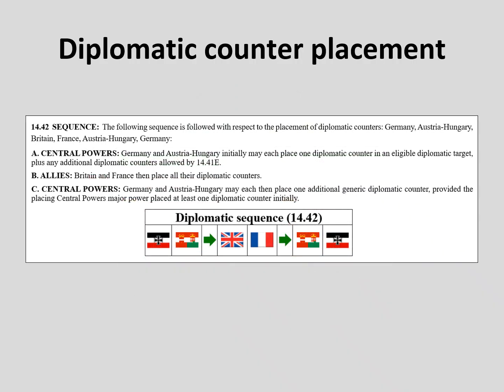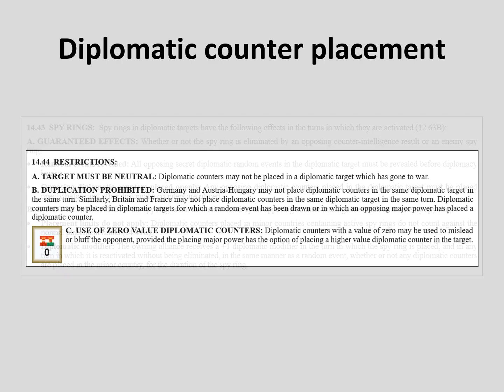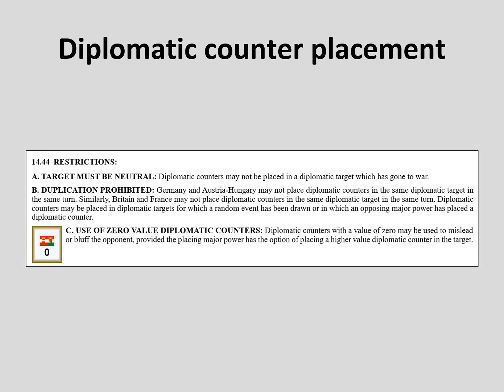The sequence for placing diplomatic counters is set out in Rule 14.42. All additional Central Powers diplomatic counters are placed during the initial round. The diplomatic effects of active spy rings, which in part depends on whether they are eliminated, are set out in Rule 14.43. Rule 14.44 sets out the additional restrictions on diplomacy.